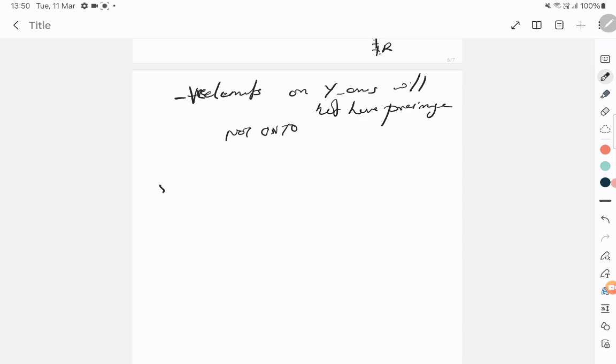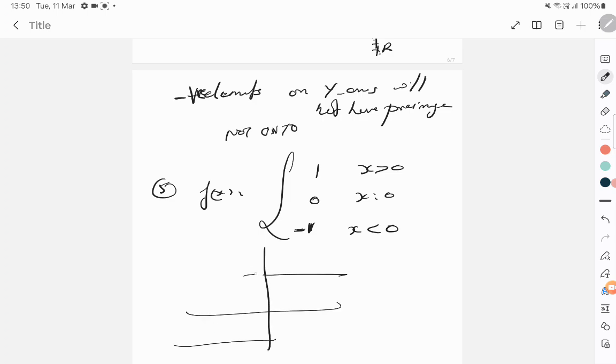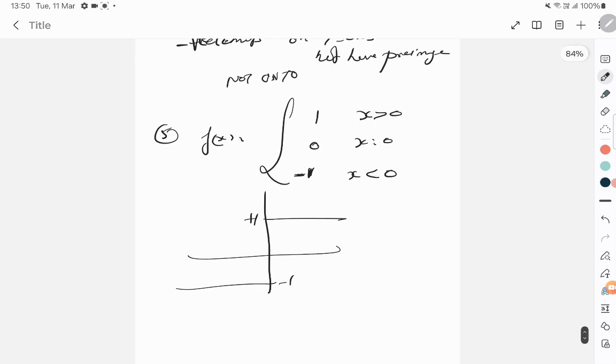So, fifth question. The moment they give me f of x is equal to 1, 0 and -1, if x is greater than 0, if x is equal to 0 and if x is less than 0, 1 and -1 shows that it's a signum function. It's +1 and -1. I understand that this is f of x is equal to mod x by x. The moment I see this function, I know this is this.